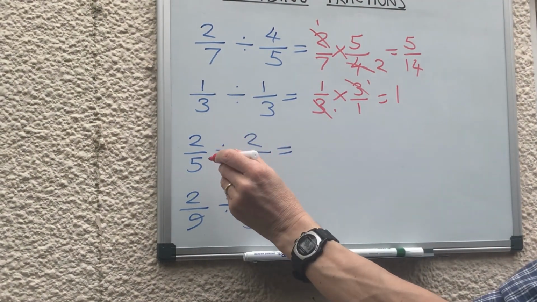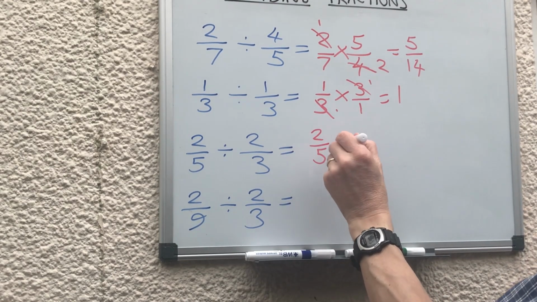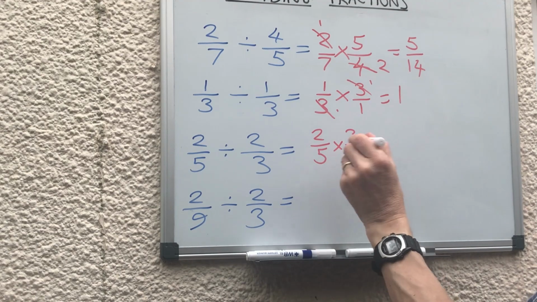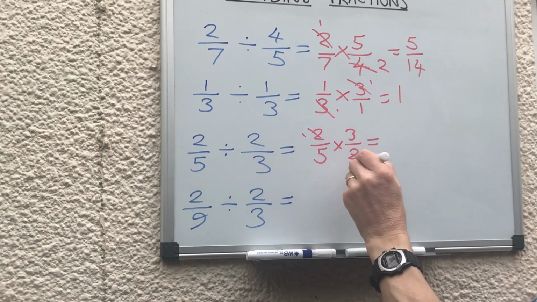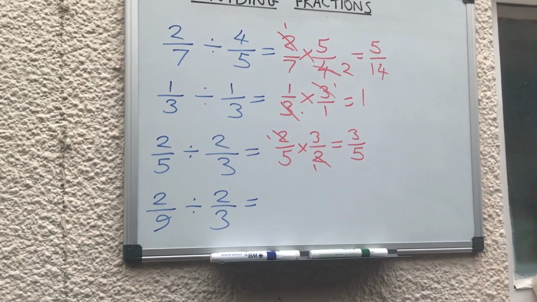Okay, next question. Question 3, 2/5 times, we're going to invert that, 3/2. Do your cancelling. Answer is 3/5. So question 3 is 3/5.